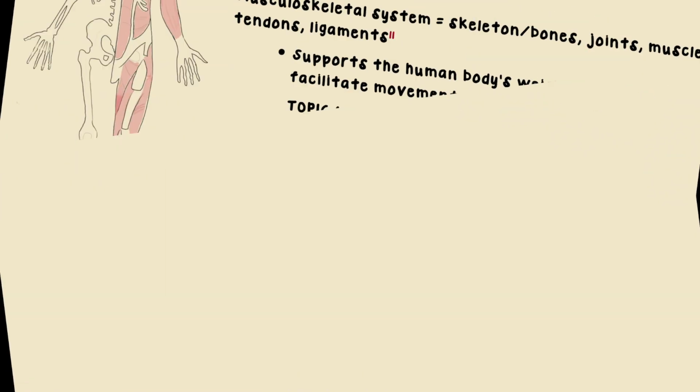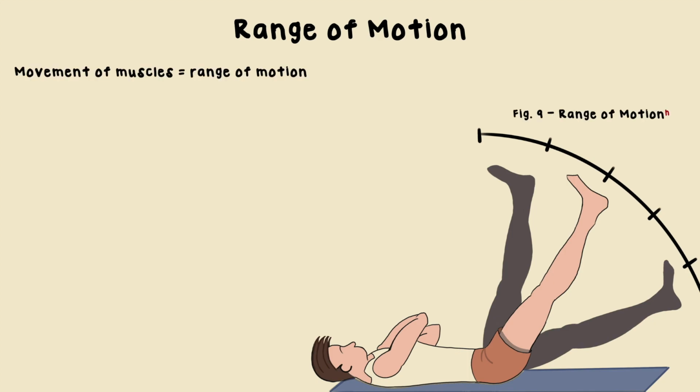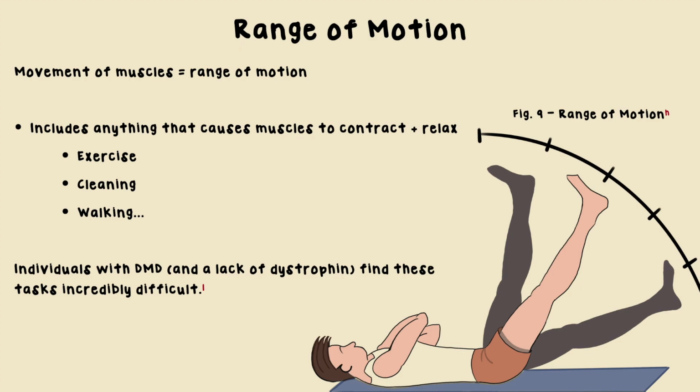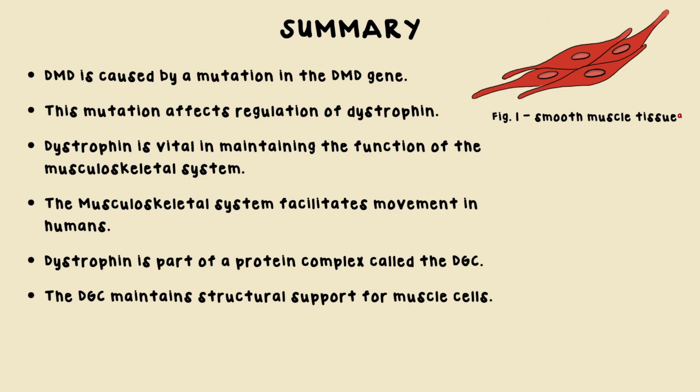The movement of muscles is referred to as a range of motion. This is demonstrated in Figure 9, which shows a person raising and lowering their leg at different angles. Range of motion includes anything that causes our muscles to contract and relax. Examples include exercise, cleaning, walking, etc. People with DMD and a lack of dystrophin find these tasks incredibly difficult. Summary of what we covered today.